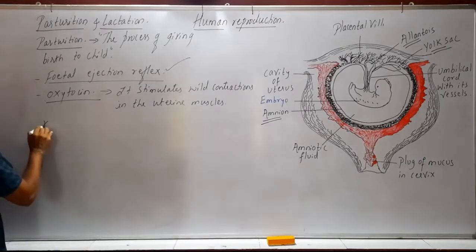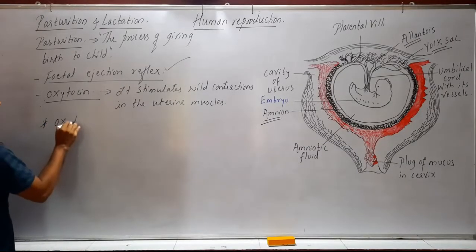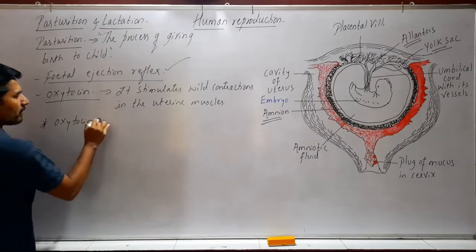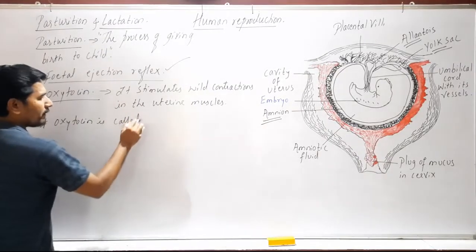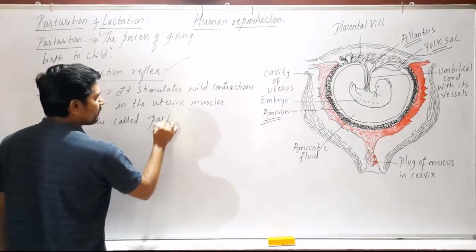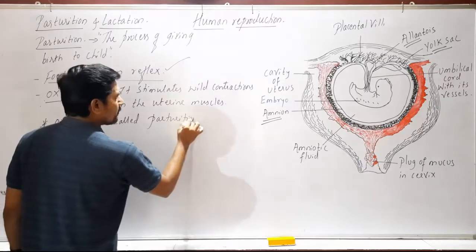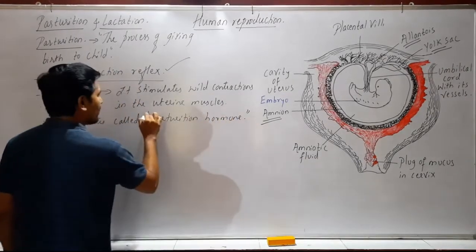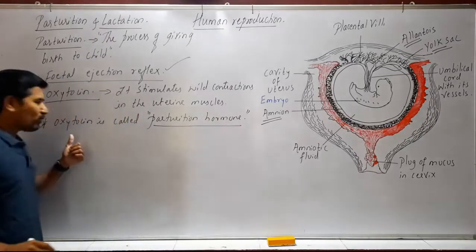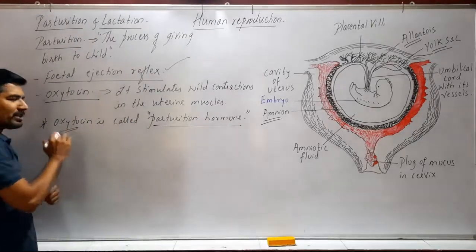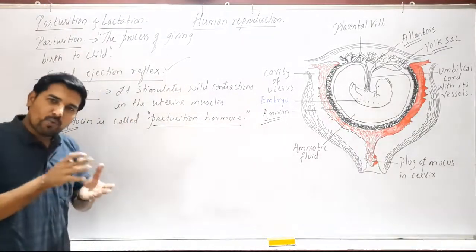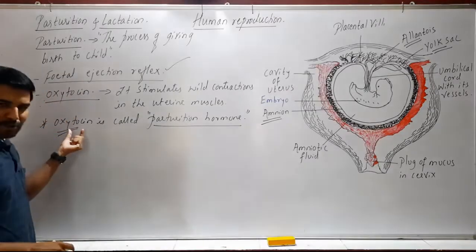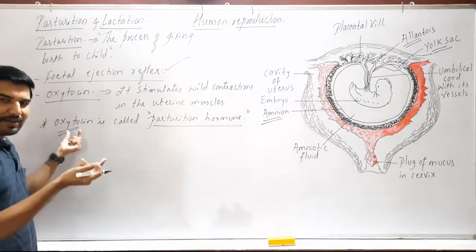That's why oxytocin is said to be called the parturition hormone. So which is called the parturition hormone? Oxytocin is said to be the parturition hormone. There is one more function of the oxytocin also.